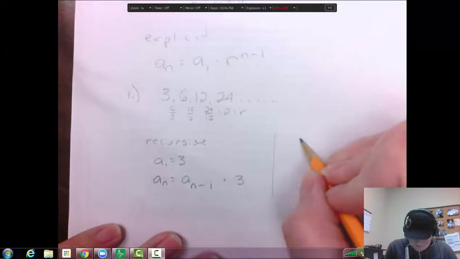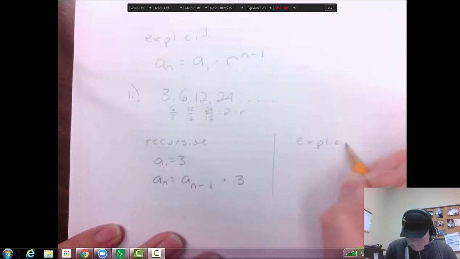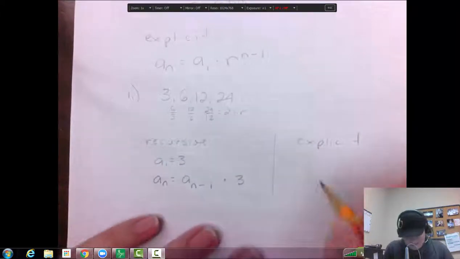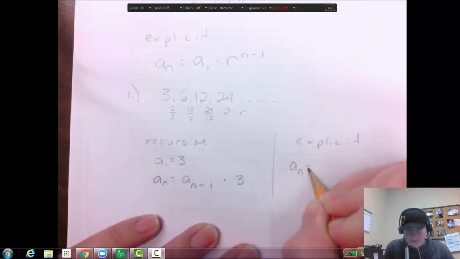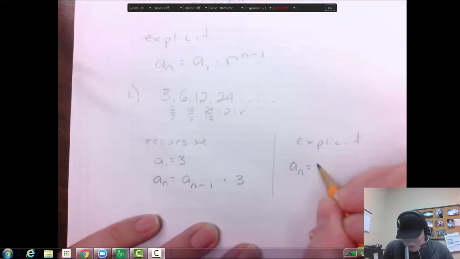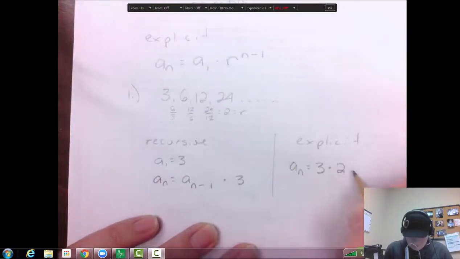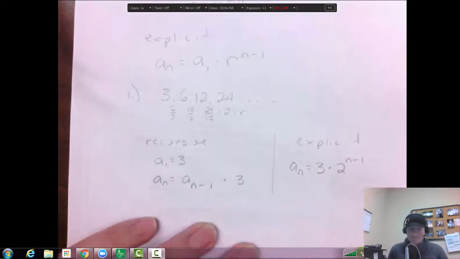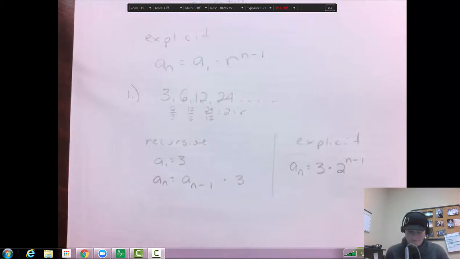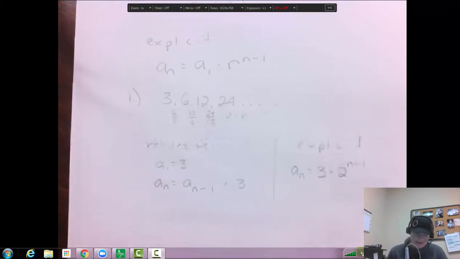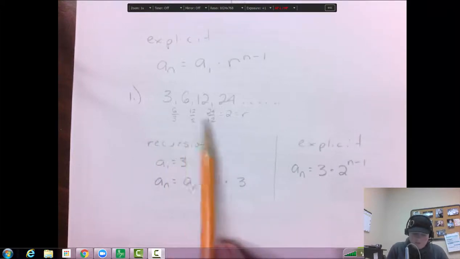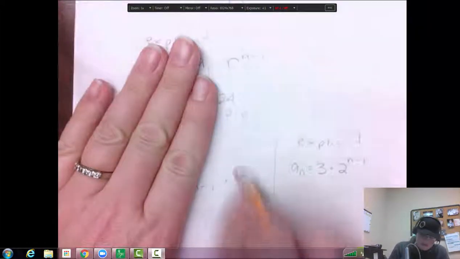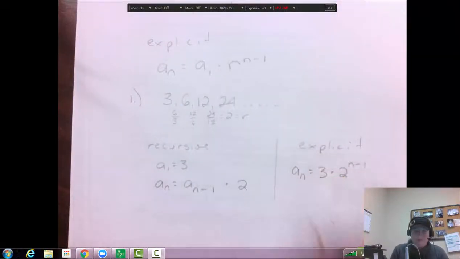I'll do explicit over here. So explicit for this one would be A to the n is equal to A1, which is 3, times the ratio, which we said is 2, to the n minus 1 power. Oh, I did 3 over here. I was like, wait, we're going up by 2's. So our ratio was 2. Why did I think it was 3? I'm not sure. Maybe because it started with 3, but we were going up by 2's.